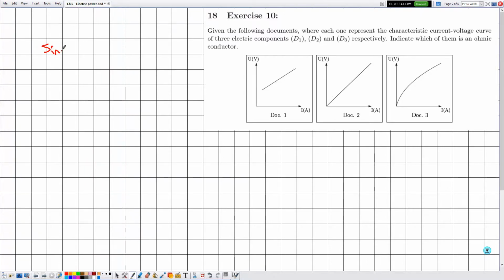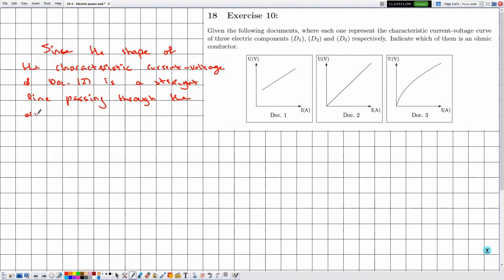Now since the shape of the characteristic current-voltage curve of document 2 is a straight line passing through the origin, then document 2 represents an ohmic conductor. So this is it for exercise number 10.